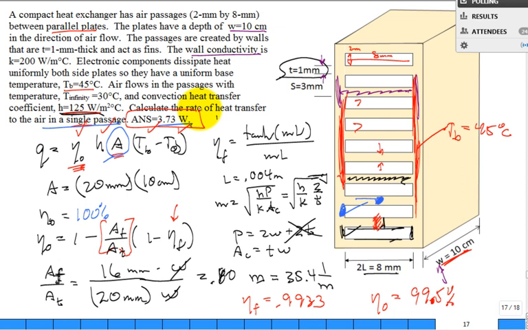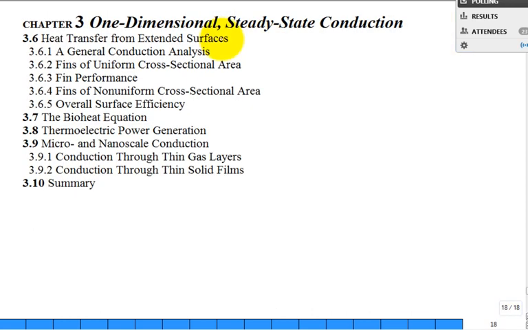Did that help? So let me try and summarize. We handled this section 3.6. 3.7, we're not going to cover. Skip. Your favorite four-letter word for this class. Skip. Thermoelectric power. Skip. Micro, nano. Skip. Hey, we're done with this chapter.